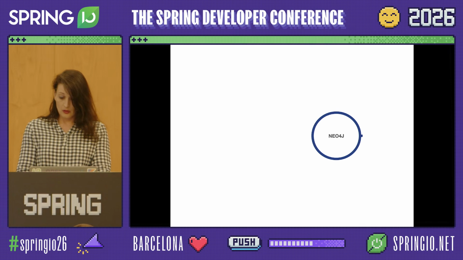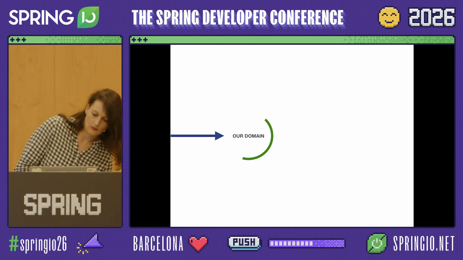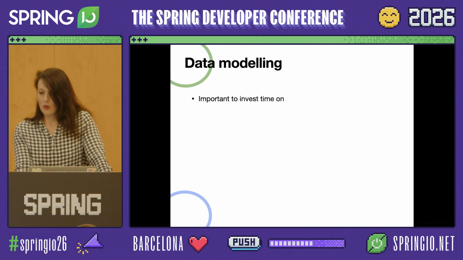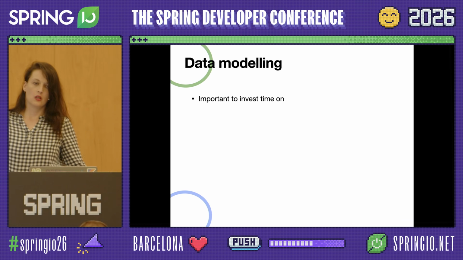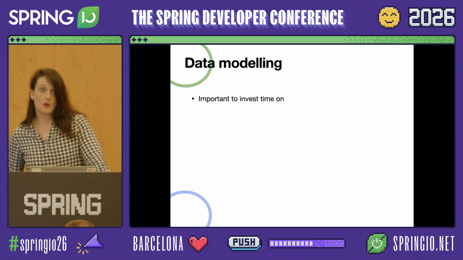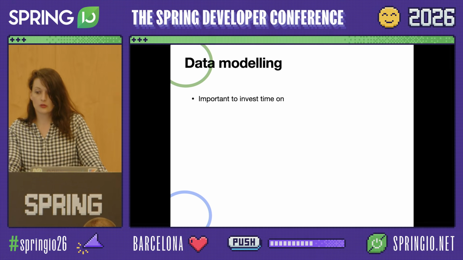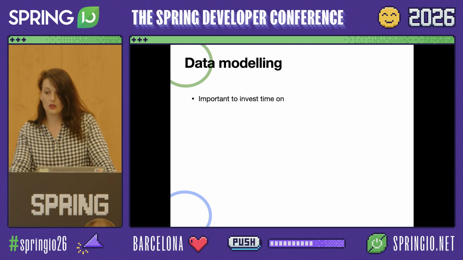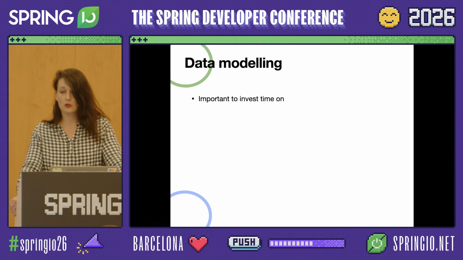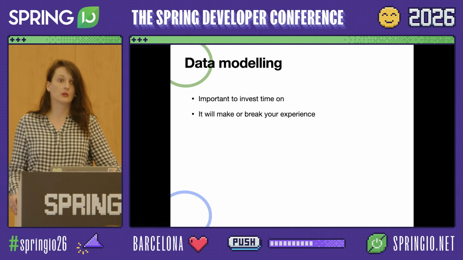Because Neo4j will now be used to express our domain, we're going to do some data modeling. I wanted to give this talk because on several assignments I worked on, I discovered that the time invested in modeling the data was too short, and they ended up with a solution that they didn't really like, and they blamed the tool.